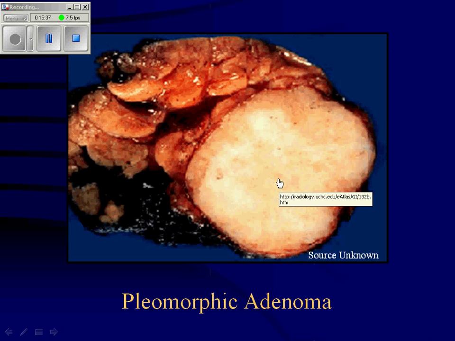Here's what they look like. They look surprisingly bland, because there's a lot of different things in them, but you don't really get that impression on gross. Now, occasionally you will see cartilage in them, and that's very helpful, because virtually any tumor in the salivary gland with cartilage in it is going to be a mixed tumor.